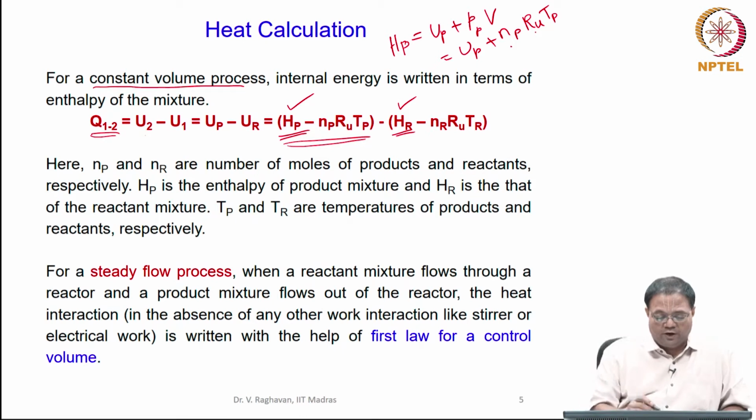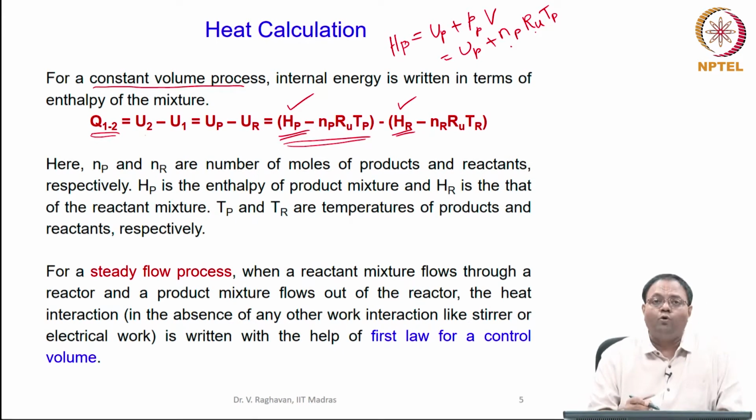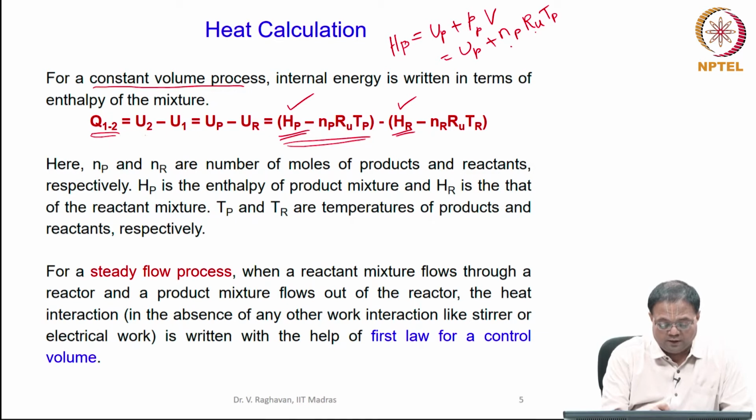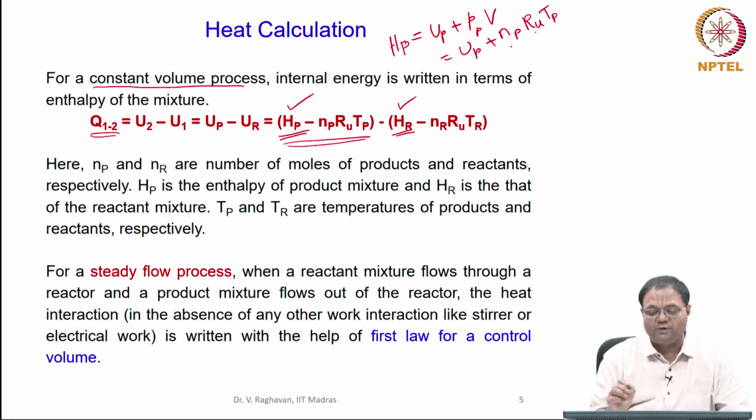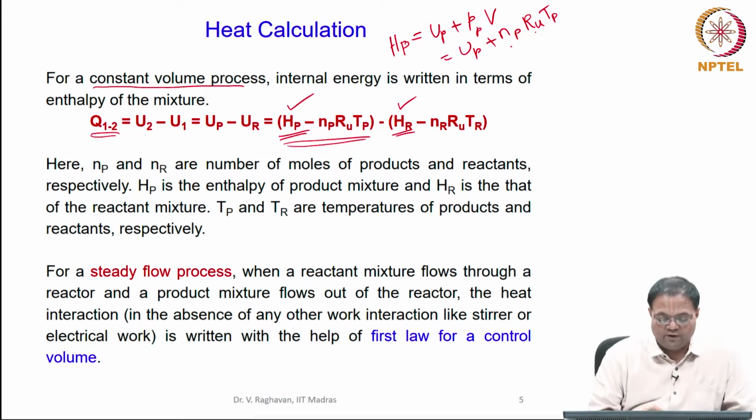Okay, now here as I told you, NP and NR are the number of moles of the products and reactants in kilomole, and HP is the enthalpy of the product mixture, and HR is that of the reactant mixture. TP and TR are the temperatures of the product and reactants. Okay, so this is the way for the system.